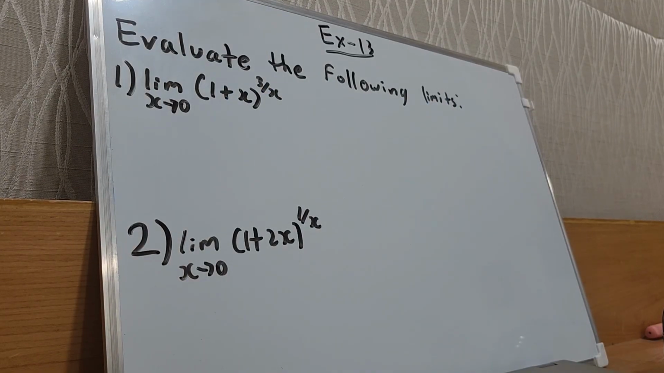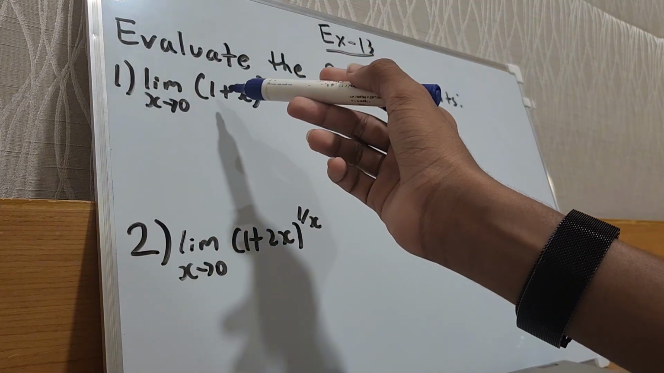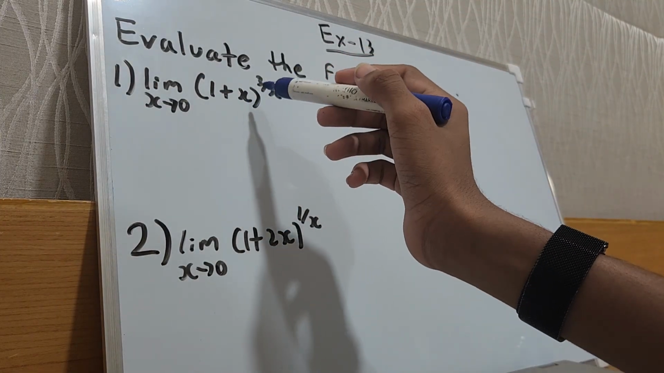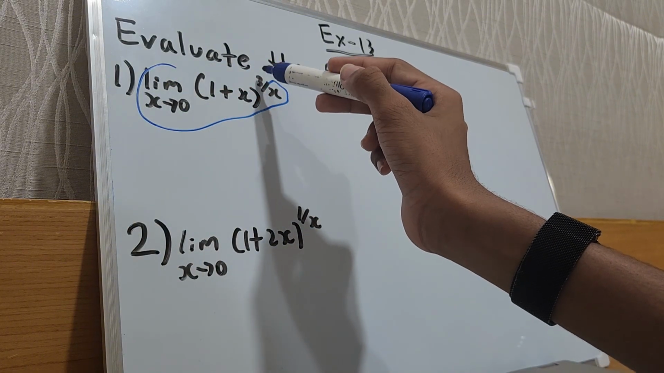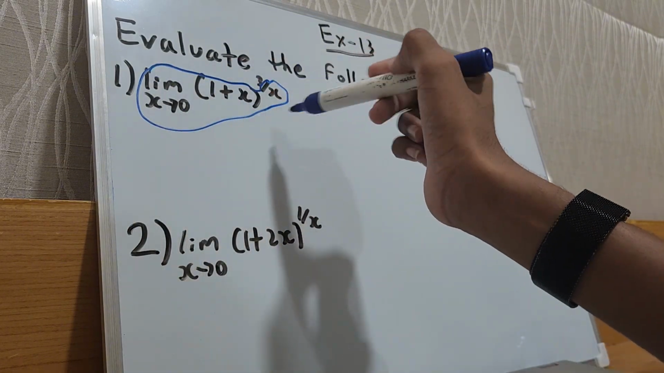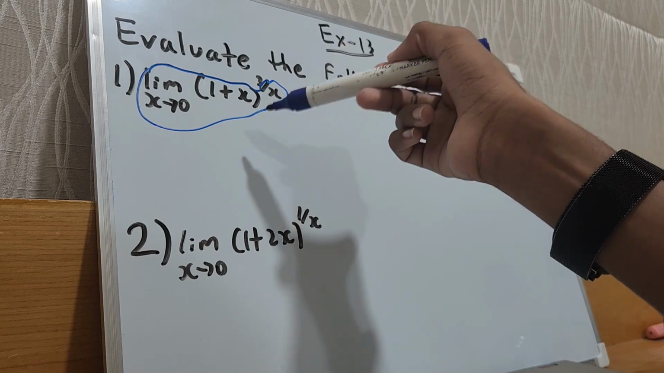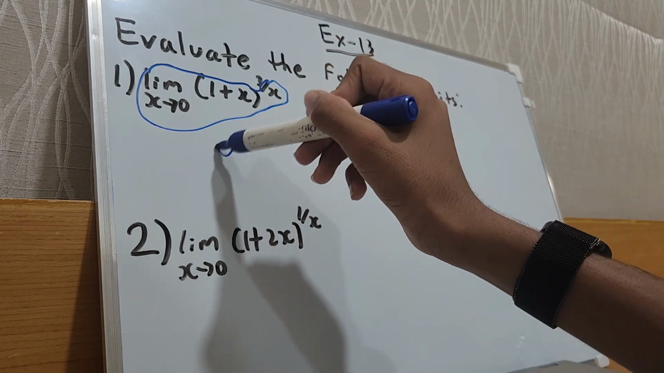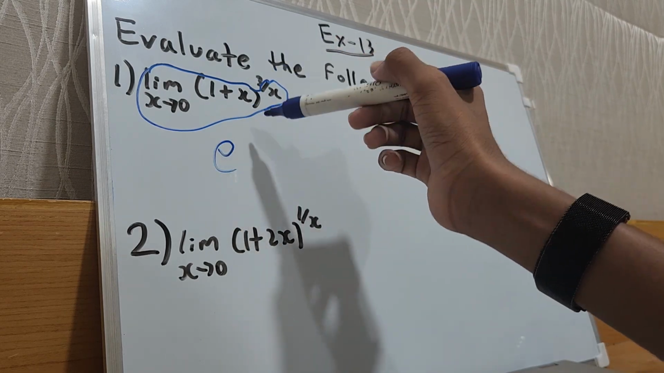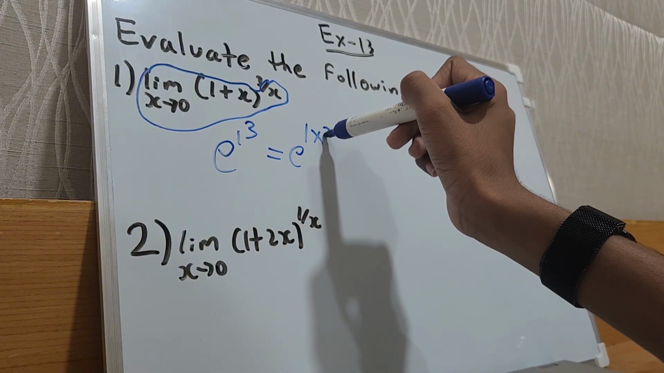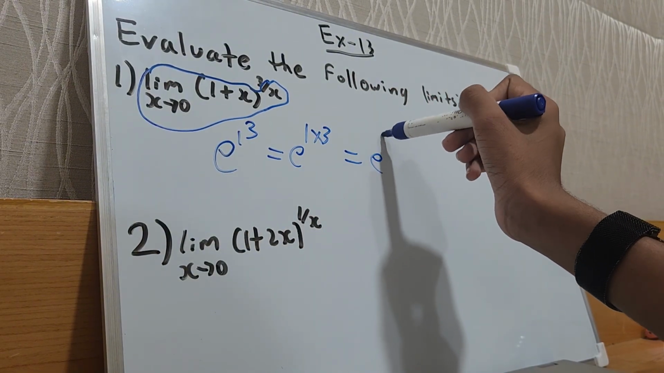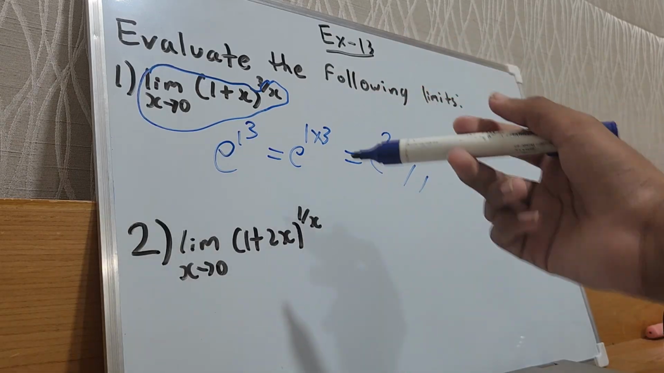Now we've got two problems here. Evaluate the following limits. Limit (1 plus x) whole power 3 by x. We learned this part, so this will be e power, and the power is 3, so e power 3. That's it. Now next question.